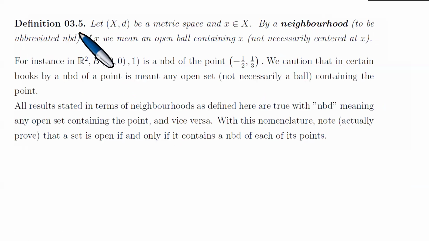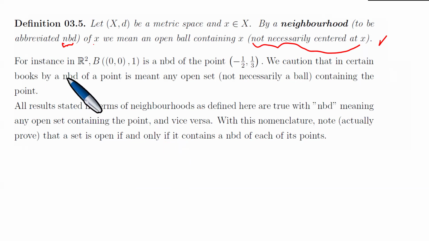Let's look at Definition 03.5. Let X be a metric space and x a member of the metric space. What is a neighborhood? This is the definition. By a neighborhood, abbreviated NBD, of x, we mean an open ball containing x, not necessarily centered at x. This is very important: the neighborhood is not necessarily an open ball with center x.